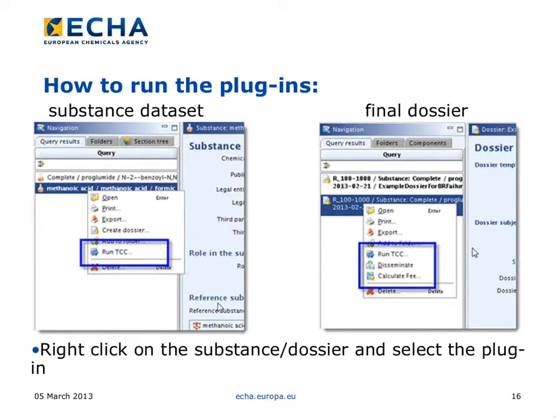When you want to run these plugins, you have to go to the Query tab, which, as I said, is in the navigation panel. You can run the TCC plugin on the substance data set and the dossier, but the other 2 plugins, so the dissemination and the fee calculator plugin, can only be run on the created dossier itself. The way to run these plugins is that you select the substance or dossier that you want to check and right-click on it. Then select from the list of plugins the ones that you want to use.